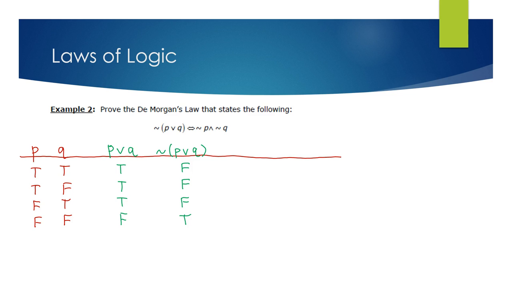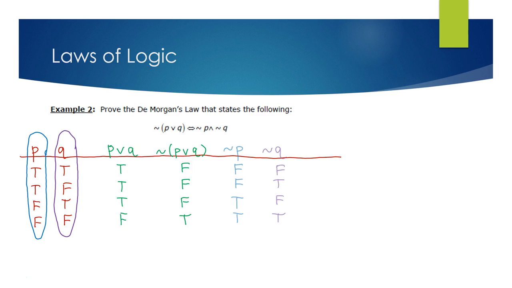Now I want to look at the right-hand side, which means I need to figure out what not P and not Q are. I look at these two columns, and all I'm going to do is negate them. If I negate P, everything that's true in that column is going to be false in not P, and vice versa. For Q, same thing. Anything that's true in Q is going to be false in not Q, and vice versa. So I end up with these.